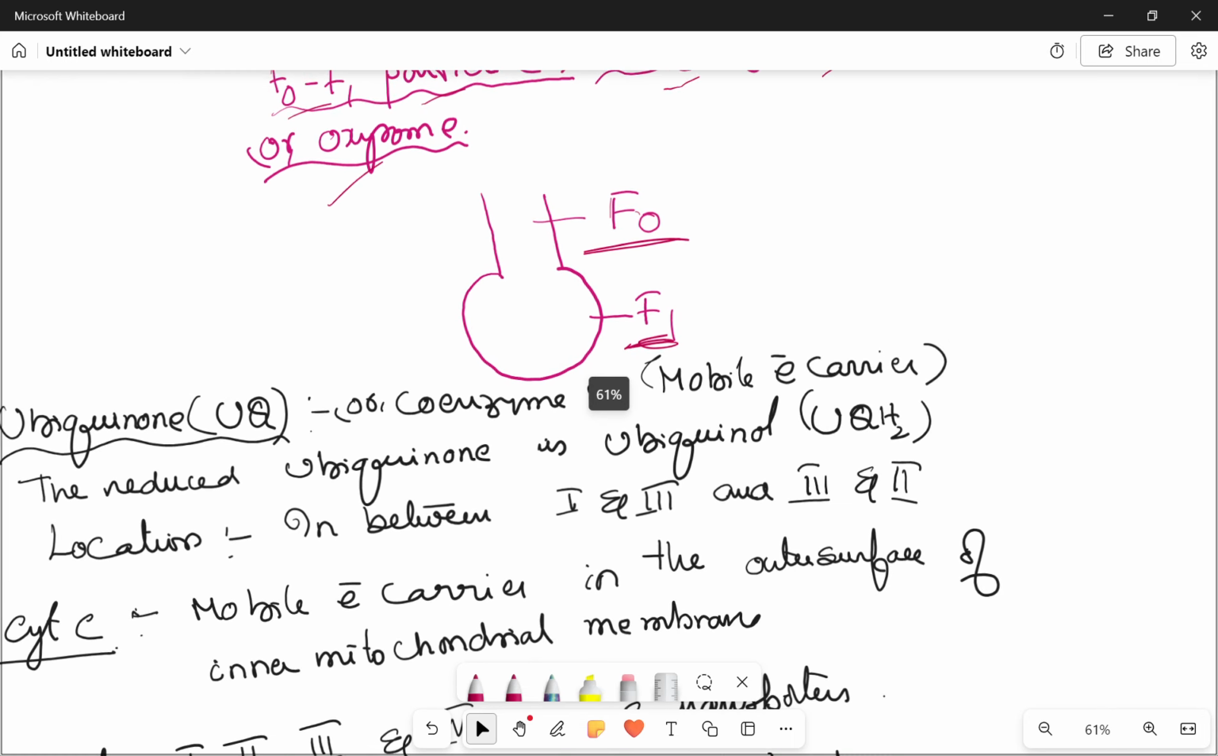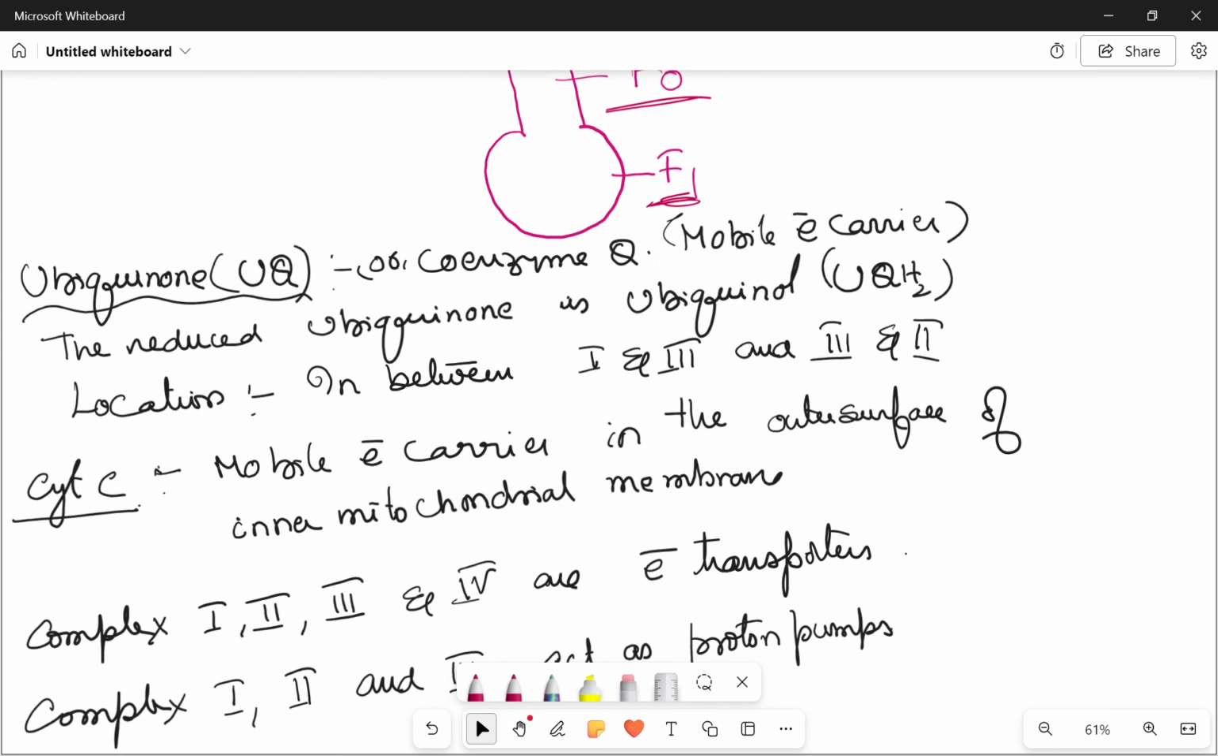Okay. So I said this ubiquinone. What is this ubiquinone or coenzyme Q? It is a mobile electron carrier. What is ubiquinol? It is reduced ubiquinone. Where is this ubiquinone present? In between the 1st and 3rd complexes and the 3rd and 2nd complex.